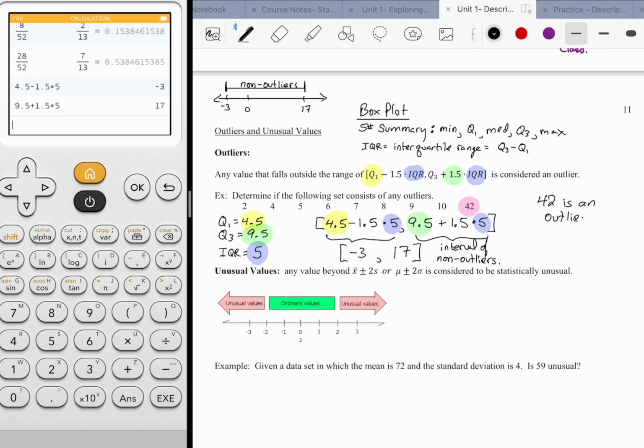Sometimes you can determine outliers just by context. I didn't give you any context here. I just gave you a list of numbers. But if I told you that these are the ages of school-aged kids, all right.